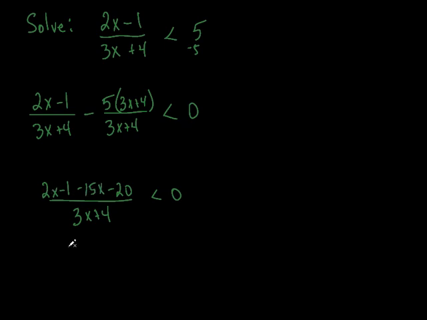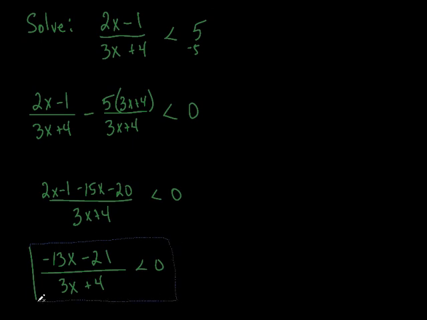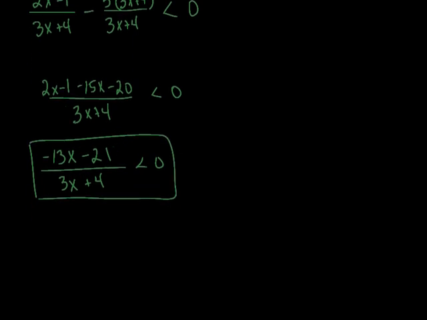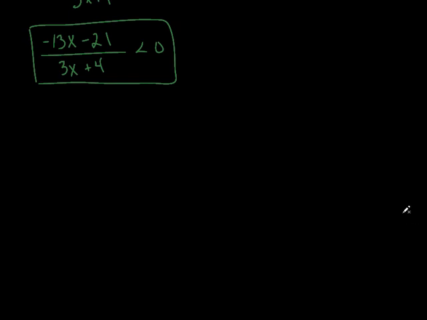2x minus 15x is negative 13x. Agreed? Negative 1 minus 20 is negative 21. And that's all over 3x plus 4. And that's less than 0. This is what we're working with right there. Alright? So all that work just to get the right side to be 0. Really, in effect, it's the only thing that we did. We just subtracted 5 from both sides, didn't we? Okay, that was a long subtracting 5, but you get the idea.